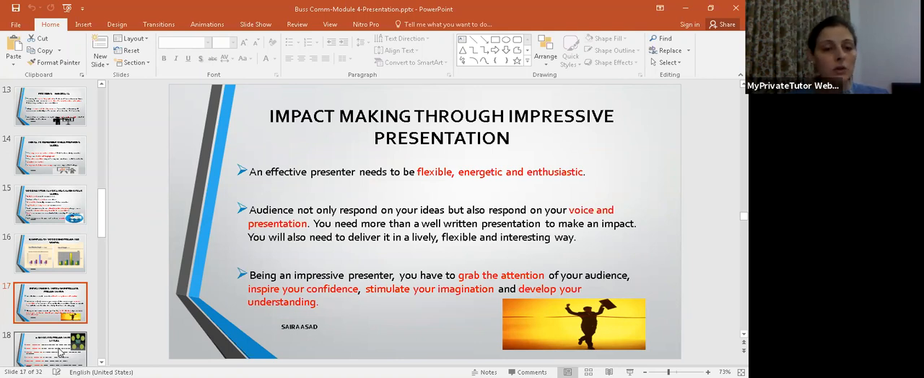Your voice depends on when you raise it and on the tone, so you're going to work on that also. You should go with excitement and energy, and you have to grab the attention of the audience. Keep that in mind: inspire your confidence, stimulate your imagination, and develop your understanding. When you have full knowledge of your material or your ideas, then you will be able to grab the attention of others and present it excitingly.